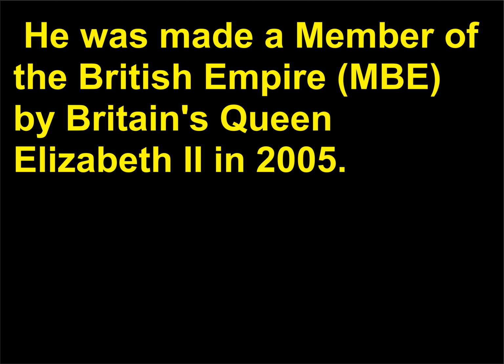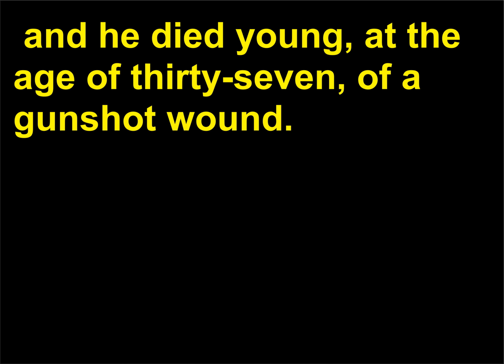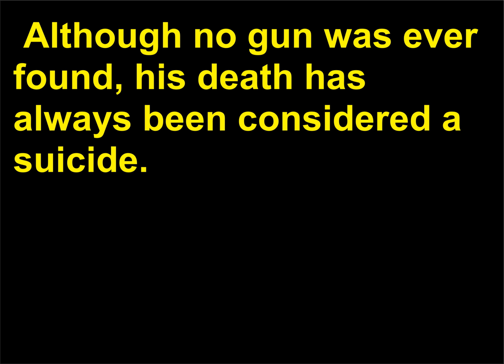Who was Vincent van Gogh? During his lifetime, Dutch artist Vincent van Gogh, 1853 to 1890, was not well understood. And he died young, at the age of 37, of a gunshot wound. Although no gun was ever found, his death has always been considered a suicide.